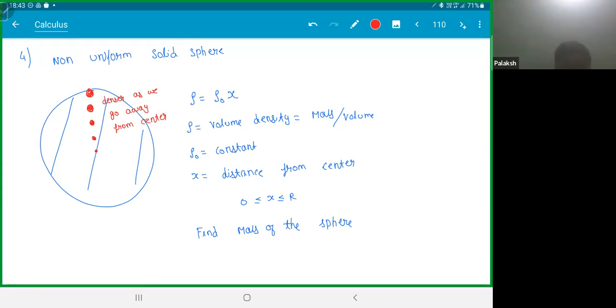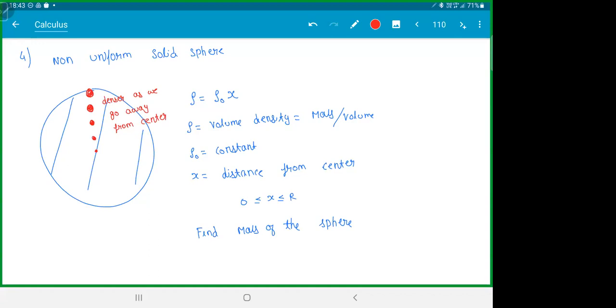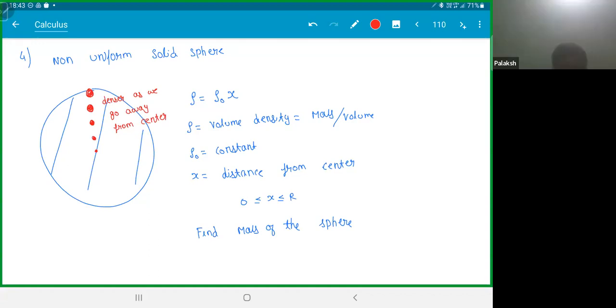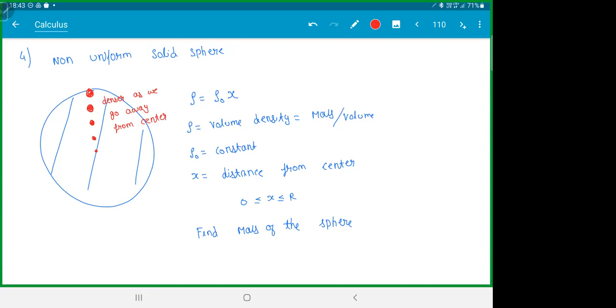Haan, Palak. Sir, rho is the density, right? Rho is the volume density, yeah. Mass per unit volume. Rho is rho naught into x. Rho naught is some constant and x is the distance from the center. Anyone confused with the question? Anything not clear? Please ask. If everything is clear, try. I'll give you another minute.